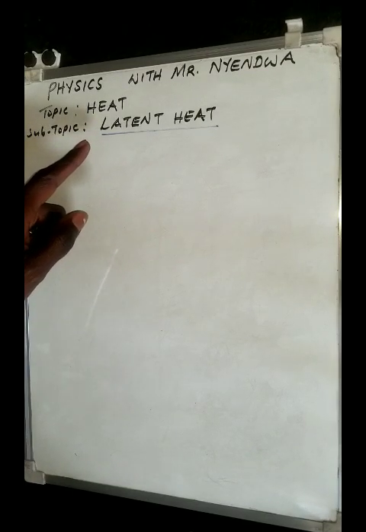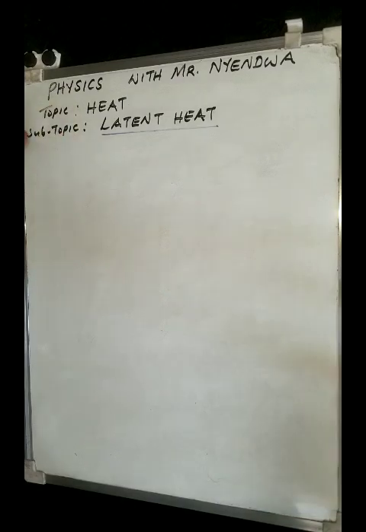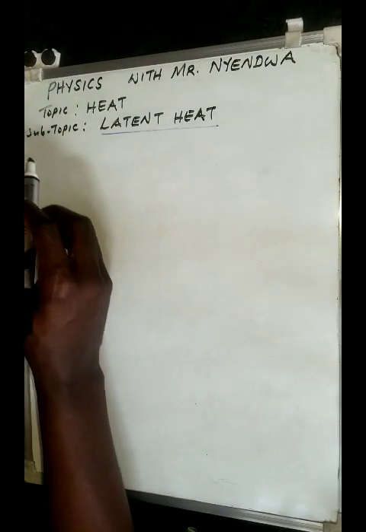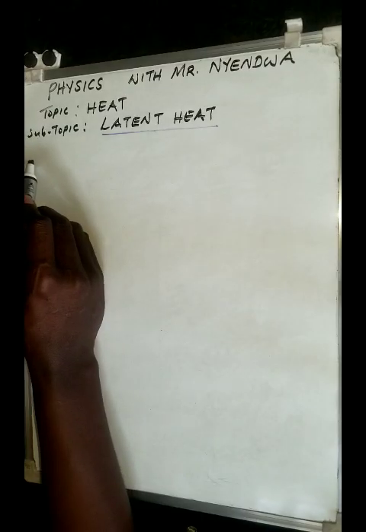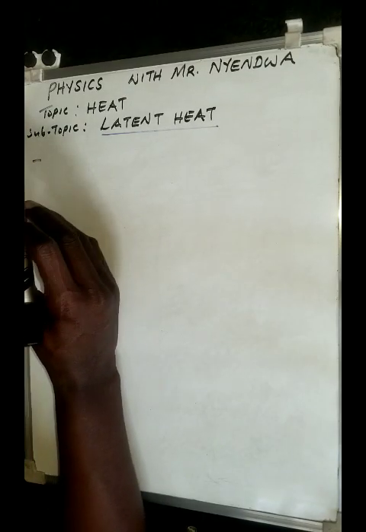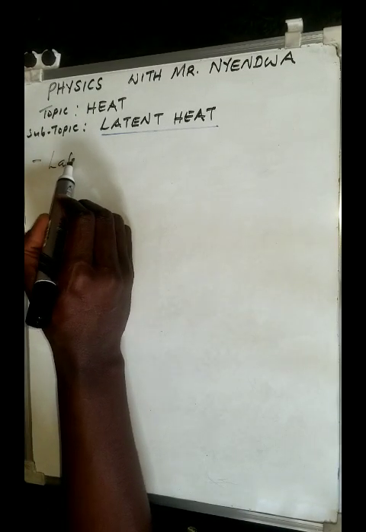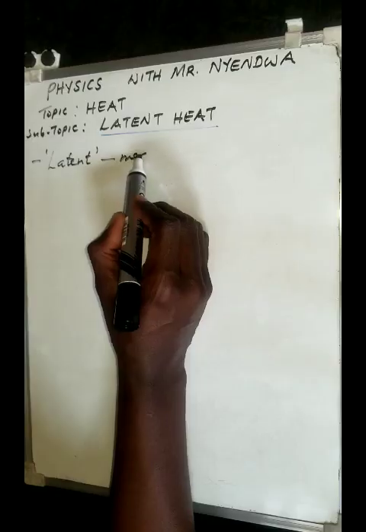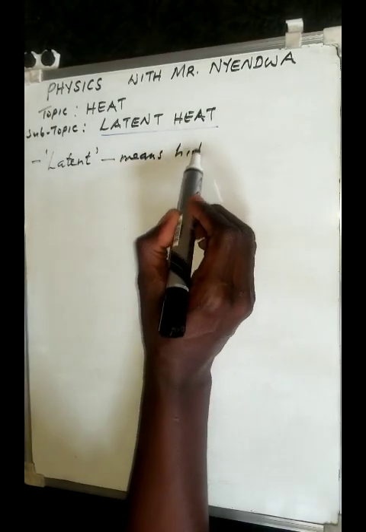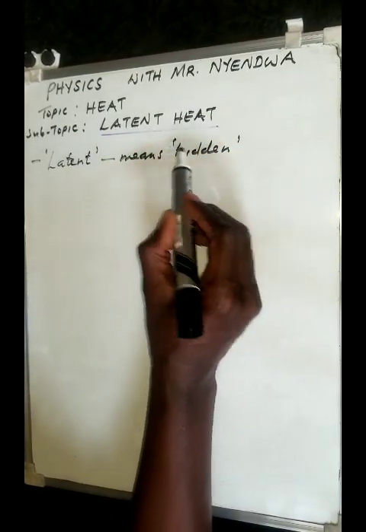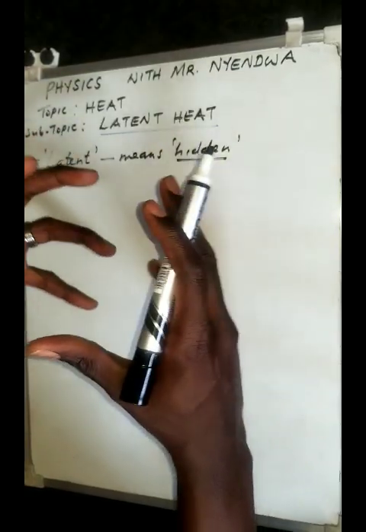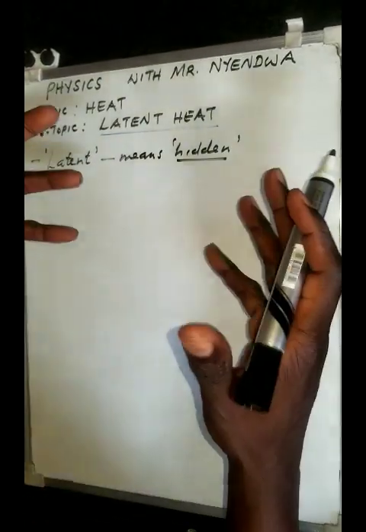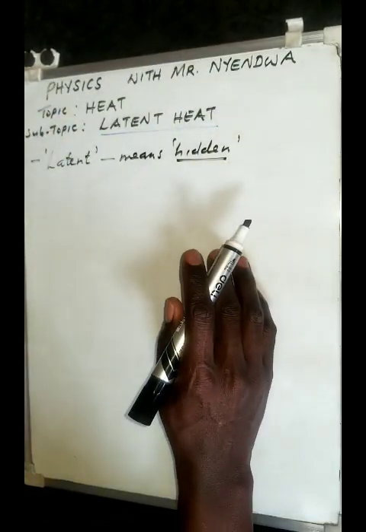Possibly the question that you may be asking yourself is, what is latent heat, or what does the word latent there mean? Let's start with the word itself. Latent, what does this word latent mean? Well, the word latent simply means hidden. It's like something that is actually hidden. You cannot see it. It's there, but you cannot just see it.